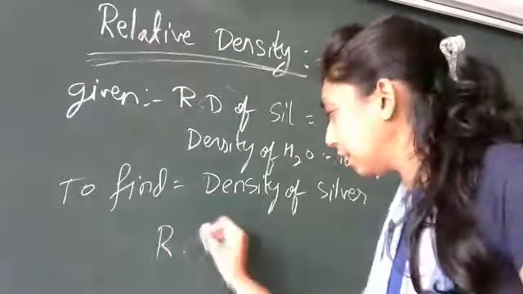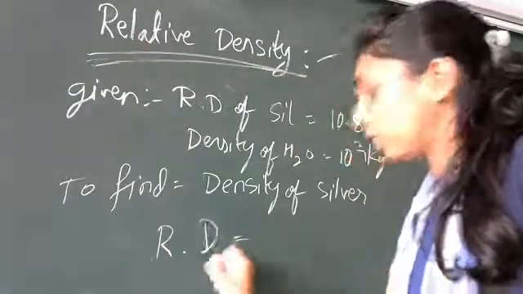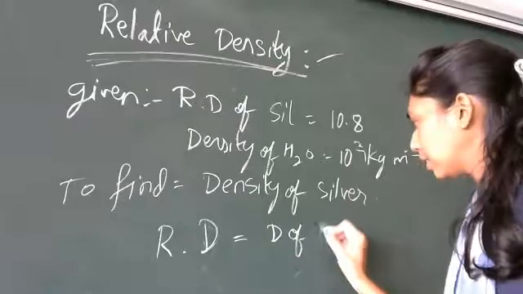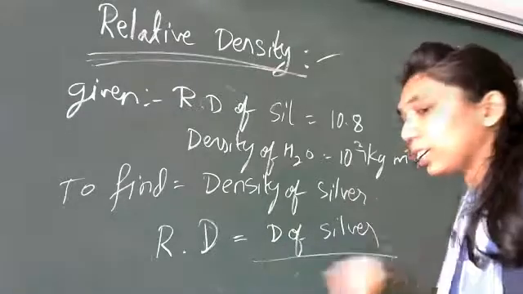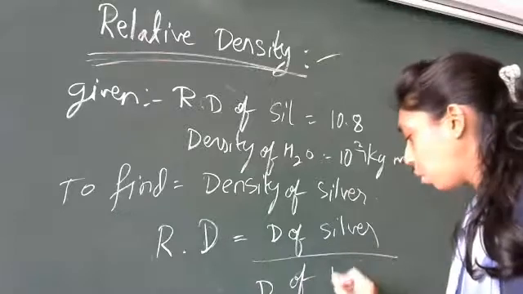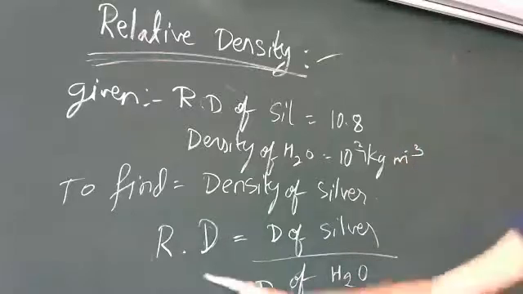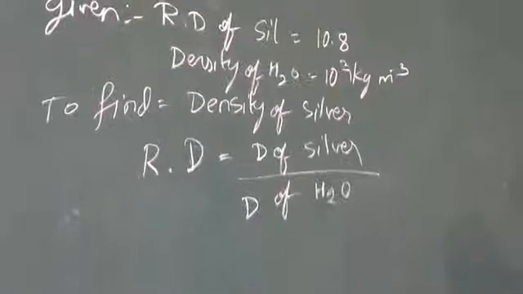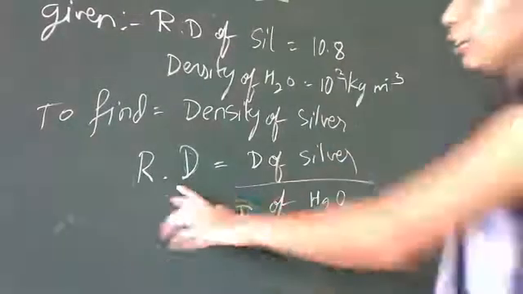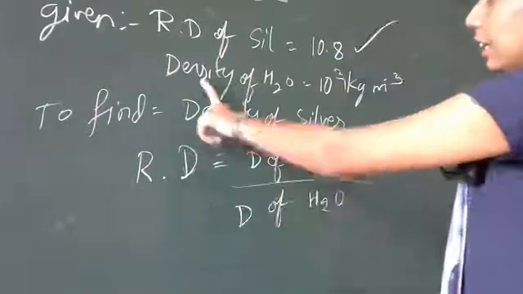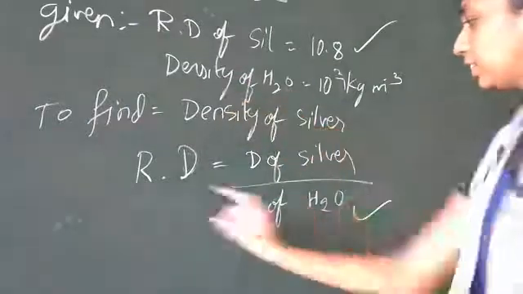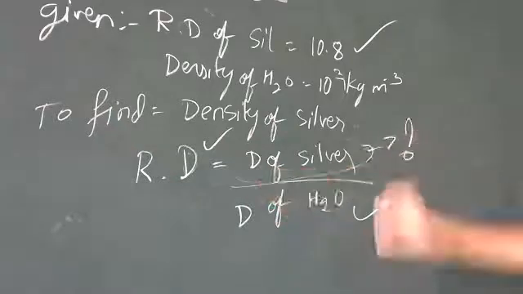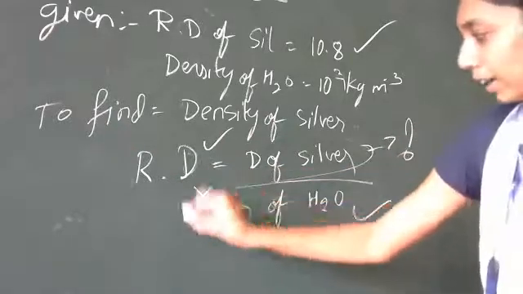What is the formula? Relative density is equal to, I am writing all this in shortcuts, okay? Relative density is equal to density of silver divided by density of water. Right? This was the formula of relative density. So now relative density is given. Yes, it is given. The density of water is given. But I need to find this, density of silver, so this is not given. So what do I do? I will cross multiply this.